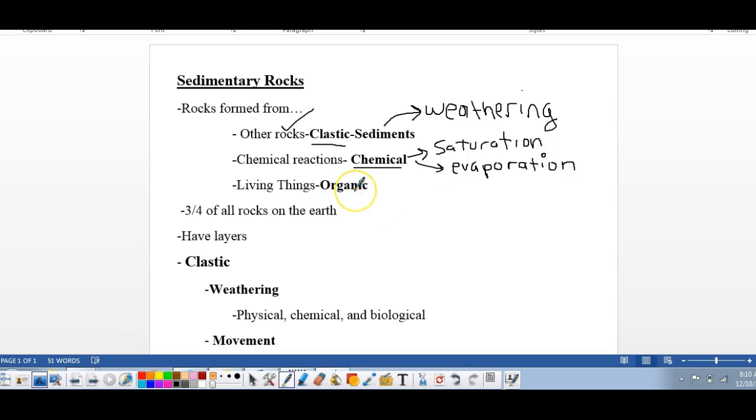And then finally we have organic sedimentary rocks, where living things, the remains of living things, form rocks. You can have things like shells, you can have plants form coal, lots of different possibilities there. The one interesting thing about sedimentary rocks is that they're 3/4 of all rocks on the earth. So when you look around most places, if you pick up a rock, it's most likely to be a sedimentary rock.